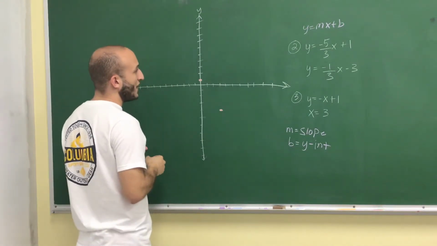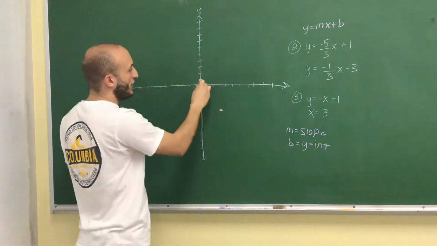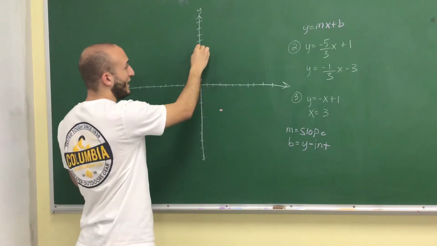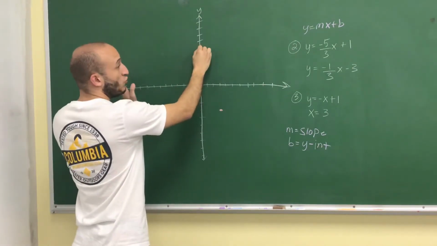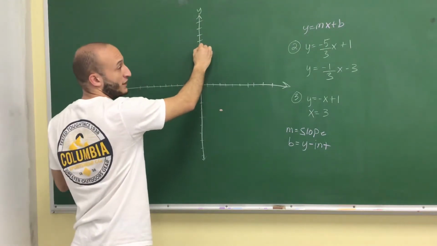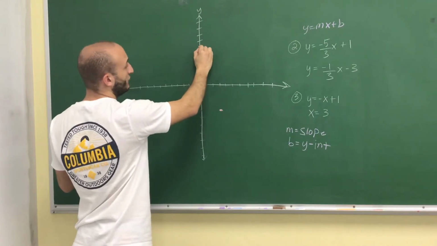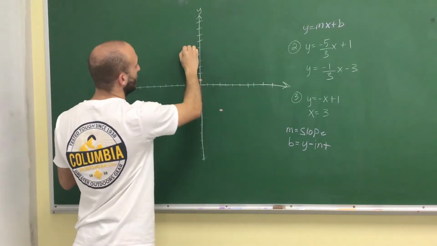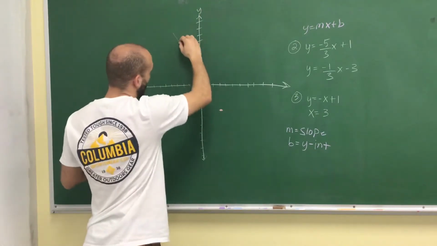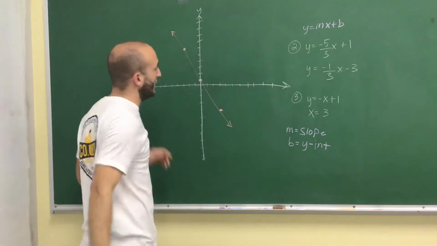Then I can find the other point over here by going up 5: 1, 2, 3, 4, 5. I'm going to go left because one of those has to be negative. If I went up 5, that was a positive 5, so my 3 has to be negative. So I move 3 units to the left: 1, 2, 3. So I have a line there.